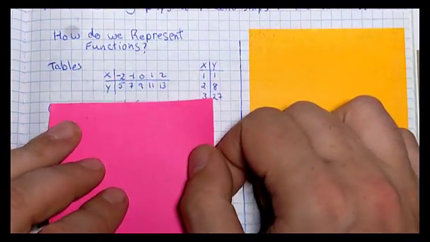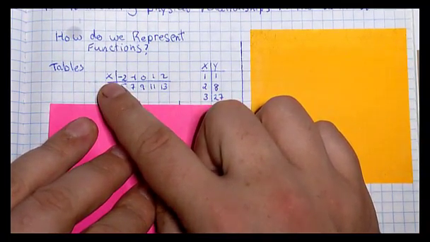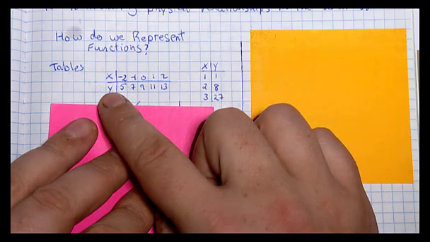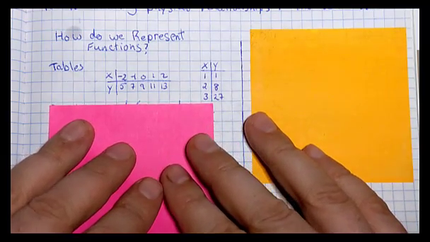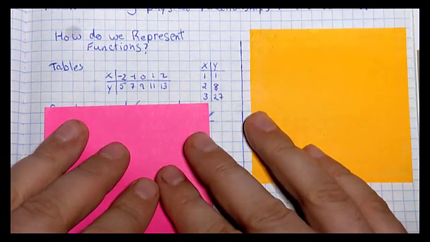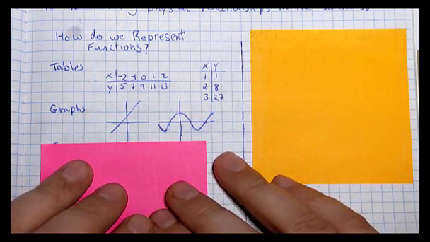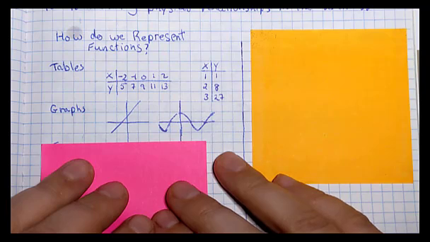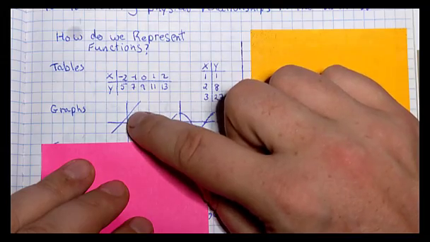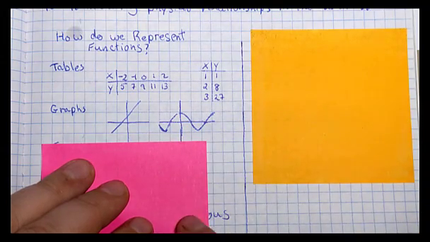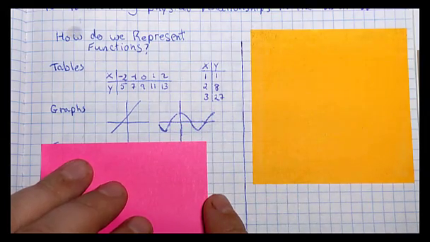So we can represent them with a table. You see here my x represents my input or my independent variable, and my y is my output or my dependent variable. And here are 2 different tables written, one written horizontally, the other written vertically. We can represent functions through graphs. Now you notice certain features of graphs. Graphs have y-intercepts where they pass through the y-axis, and they have x-intercepts where they pass through the x-axis.